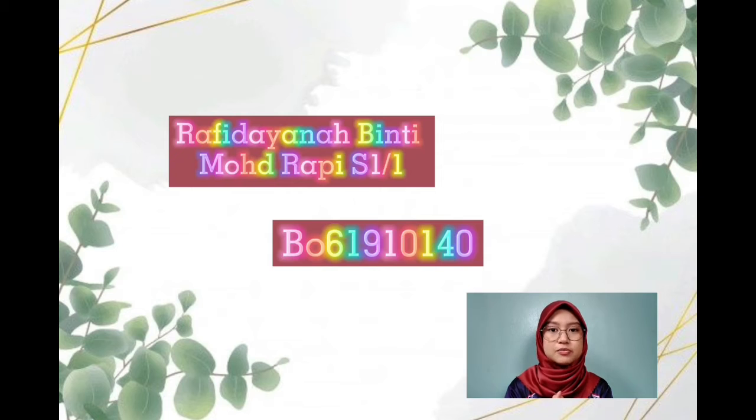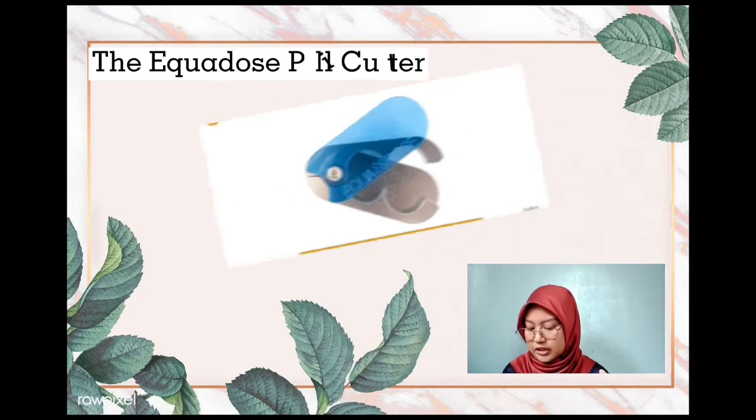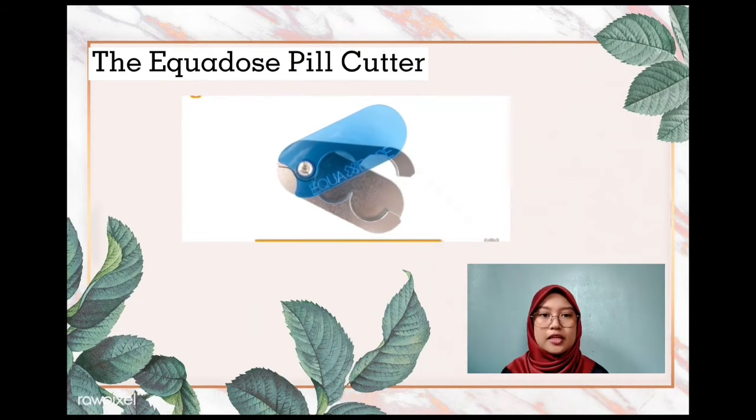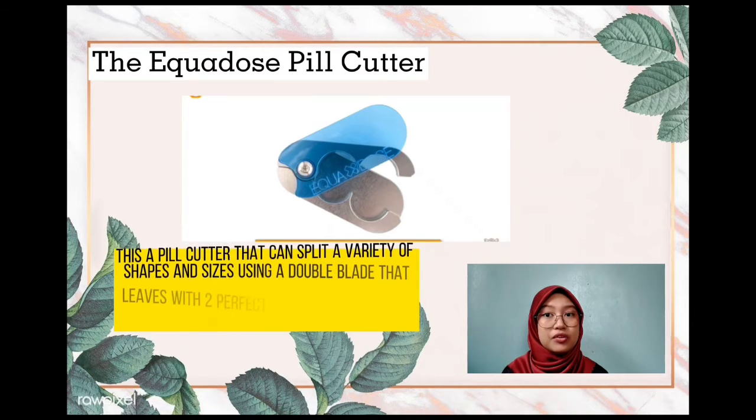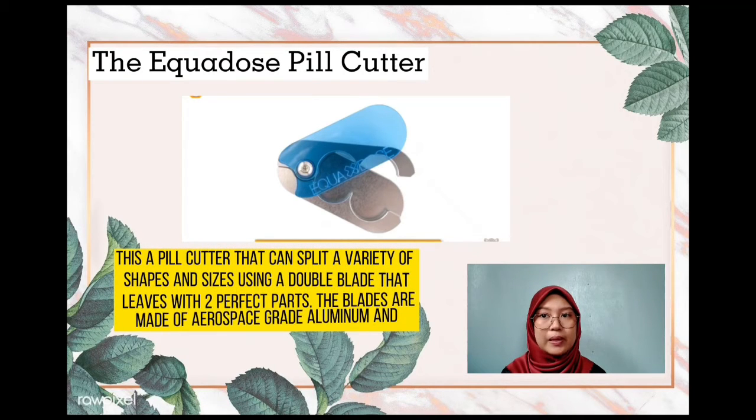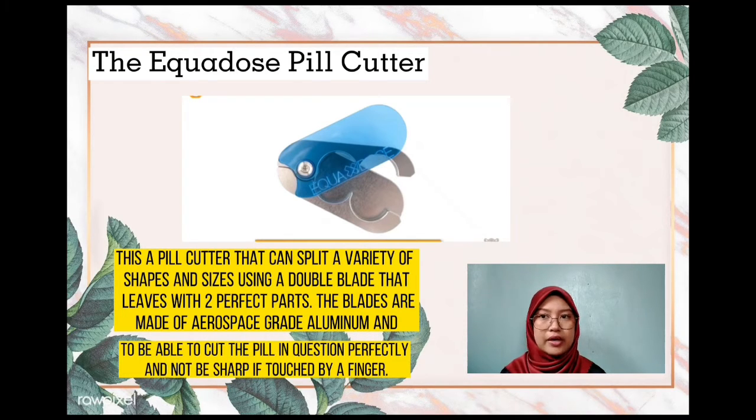In this part, I want to continue and explain about the review of the pill cutters that we have just now. The first pill cutter I want to review is the Equados pill cutter. This pill cutter can split a variety of shapes and sizes using a double blade that leaves two perfect parts. The blades are made of aerospace grade aluminum and are designed to cut the pill perfectly and not be sharp if touched by a finger.